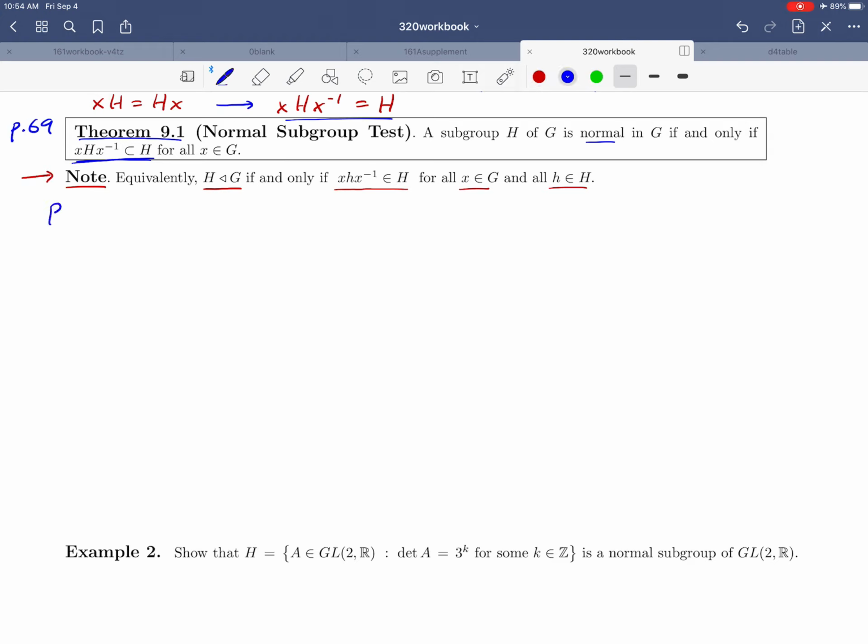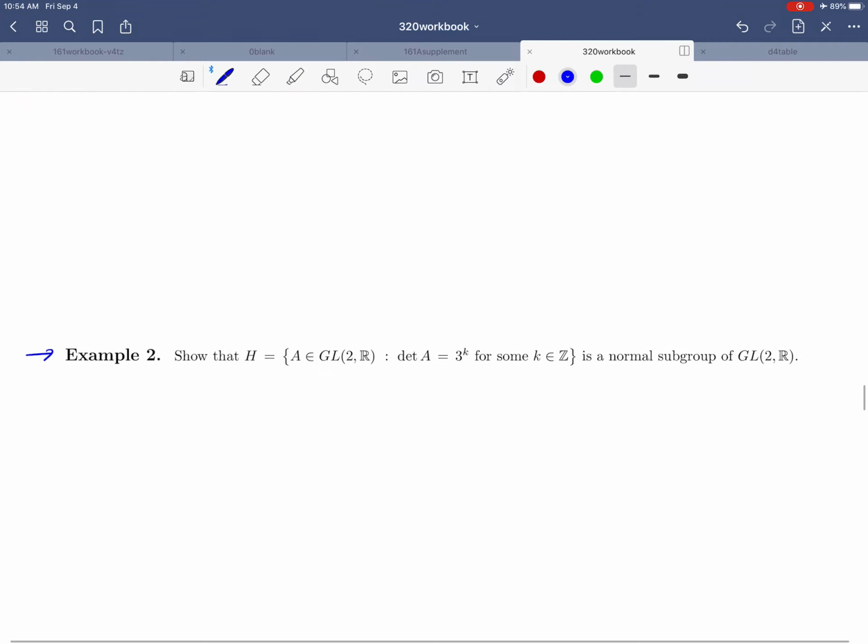Now, we could prove this theorem, but I'm going to skip over the proof in this video and just comment that if you're interested in the proof of Theorem 9.1, you can see the written notes. There's a proof there. What we're going to do in this video is move on to example 2, down at the bottom of the page here, and demonstrate how we can use Theorem 9.1 to show that a subgroup is normal.